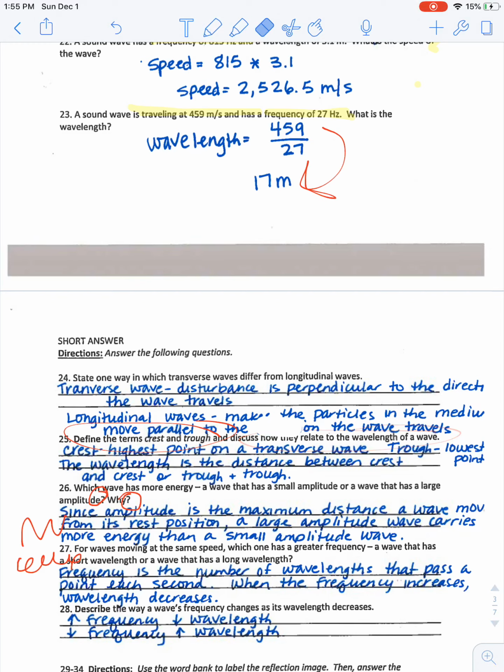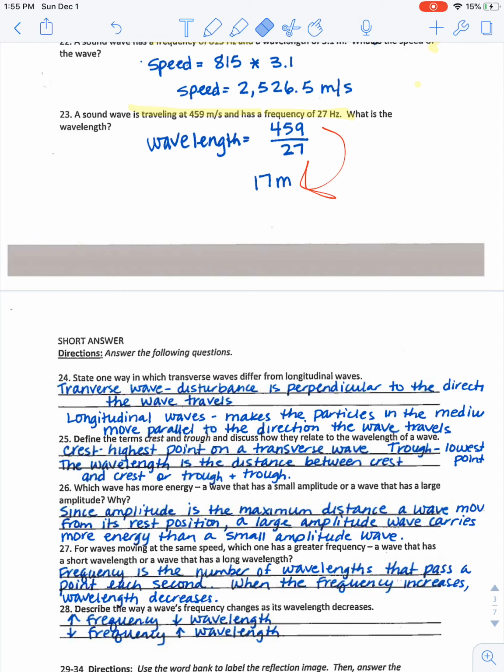Okay, 27. For waves moving at the same speed, which one has a greater frequency? Shorter wavelength or longer wavelength? If frequency is the number of wavelengths that pass every given second, if the frequency increases, more waves are coming every second, the wavelengths decrease. You can pack more waves in every second if you put them closer together.